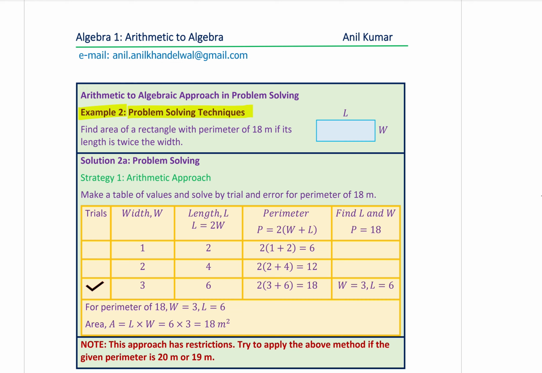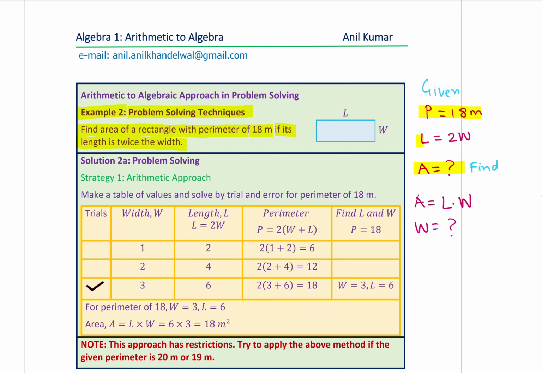Perfect. So when you read the first statement, which is find area of rectangle, we need to find A. With perimeter of 18 meters, we are given perimeter. So this is what we need to find, and that is what is given. Do you see that? We are given perimeter of 18 and its length is twice the width. We are also given that the length L is twice the width W.